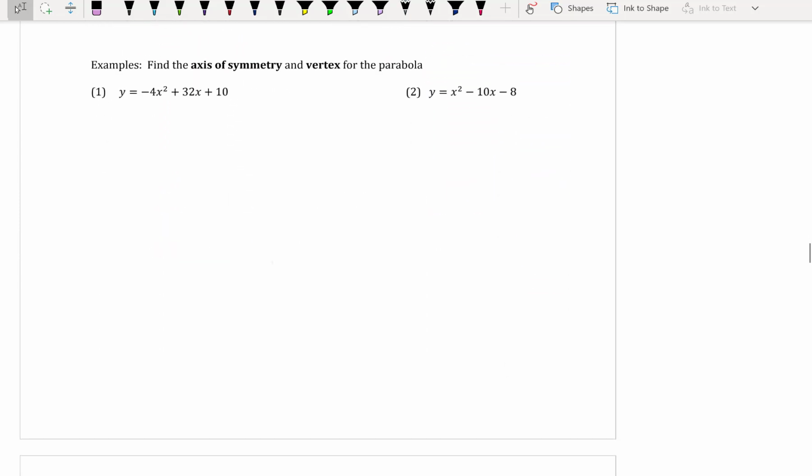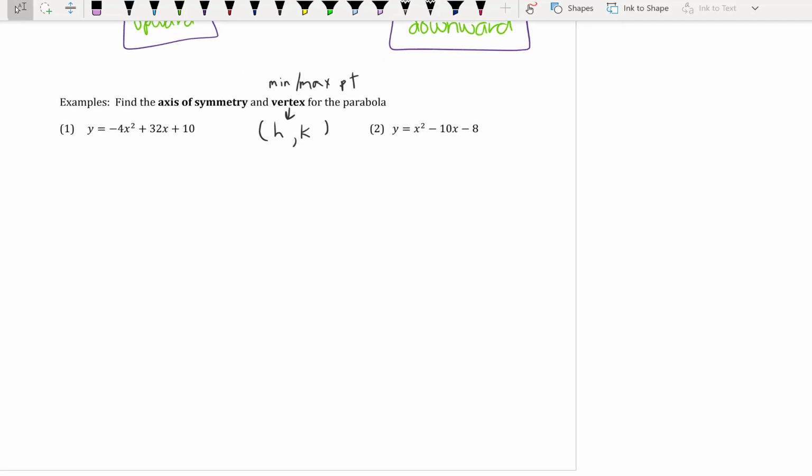Now, for the next example, it wants us to find the axis of symmetry and the vertex for the parabola. Remember that the vertex is a special ordered pair where I have my h value and my k value. It's either the minimum or the maximum point on the parabola, depending on whether it's facing upward or downward.